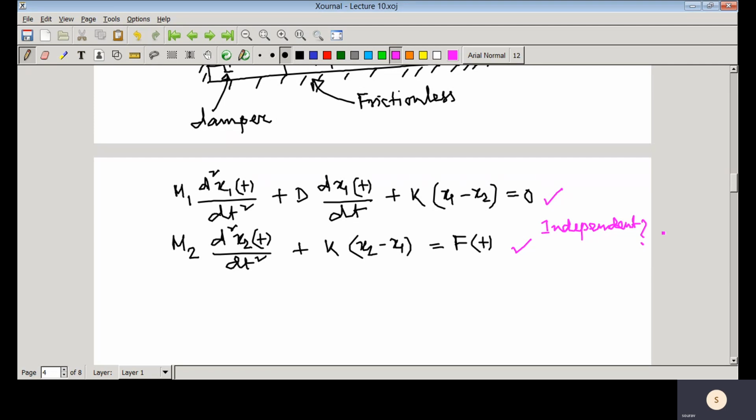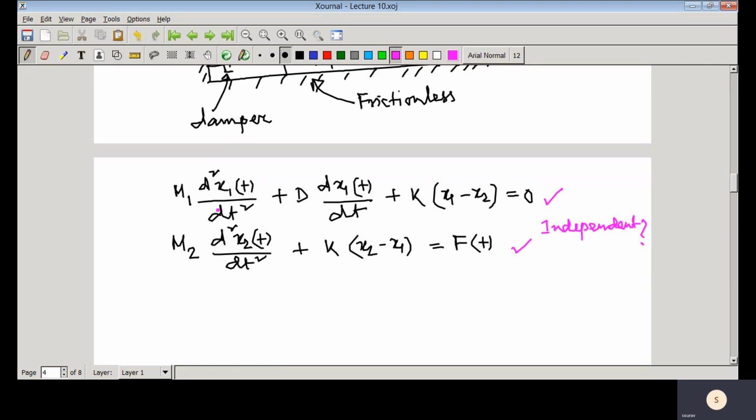Independent means those coefficients are not just multiplication factors. Like if you have one differential equation, say 2 dy by dt equal to, suppose, 5. Now if you multiply with 3, then another one would be 6 dy by dt equal to 15. So that means these two differential equations are actually linearly dependent. So in this case, first you need to see whether the differential equations are linearly independent or not. In this case, they are linearly independent.